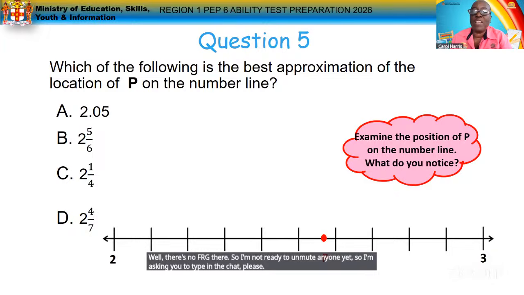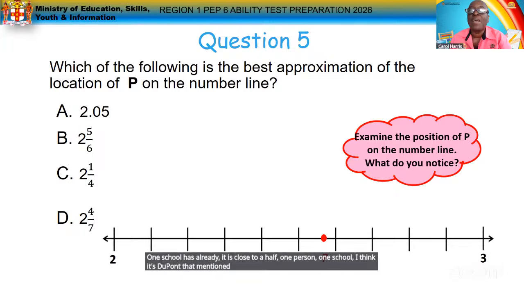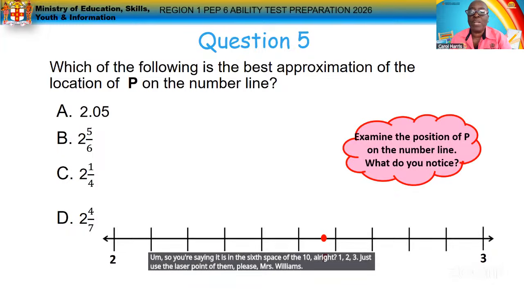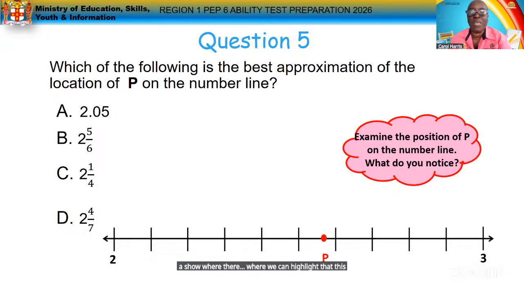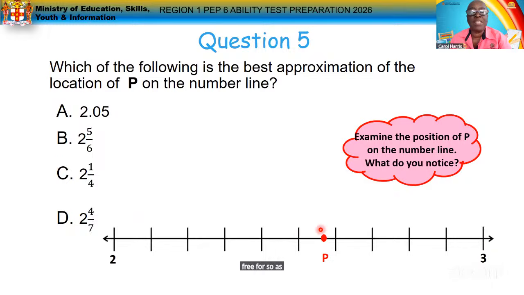One school has already said it is close to a half. One school, I think it's DuPont, mentioned that it is more than halfway. It's 6 out of 10 spaces. So you're saying it is in the 6th space of the 10. All right, 1, 2, 3. Mrs. Williams, please use the laser pointer to show where we can highlight that it is in the 6th space of the 10. So it's in the 6th space of the 10. 1, 2, 3, 4. So as Jesse Paul is saying, it's in the 6th of the spaces. Fine. Thank you for that.